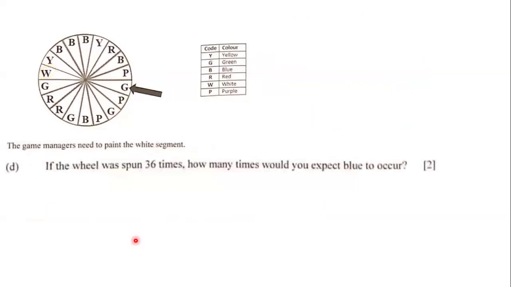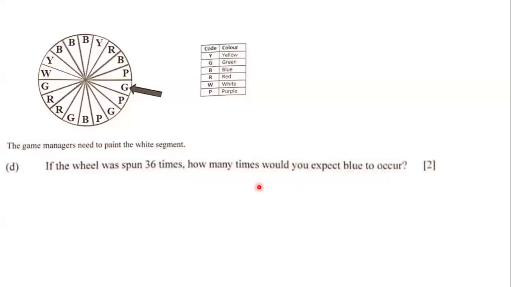Okay, next. It says the game managers need to paint the white segment. Okay, let's not include this part. Let's just start at D. If the wheel was spun 36 times, how many times would you expect blue to occur?